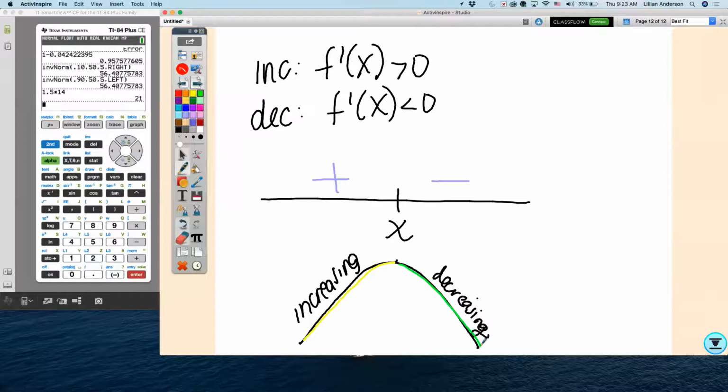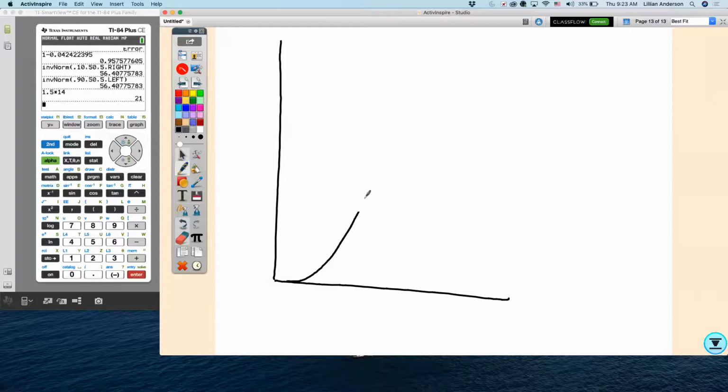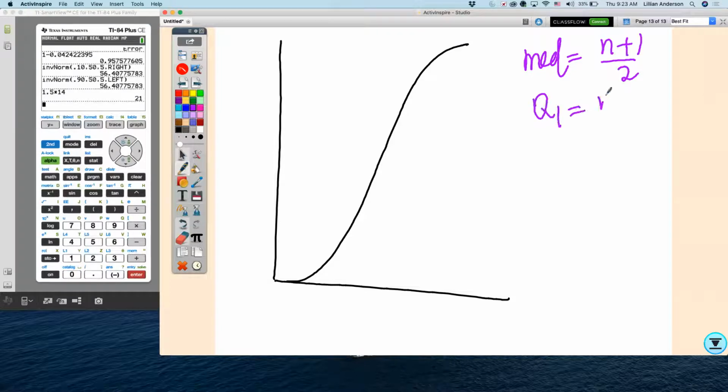For the cumulative frequency line, can you review the equations for that, please? Okay. Cumulative frequency. Remember, your median is found by doing n plus 1 divided by 2. Your Q1, n plus 1 divided by 4.